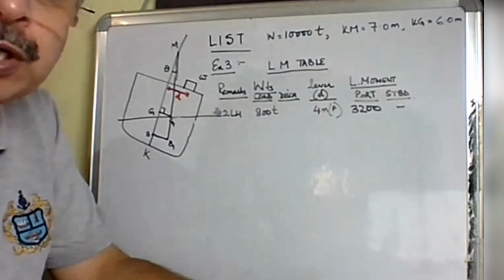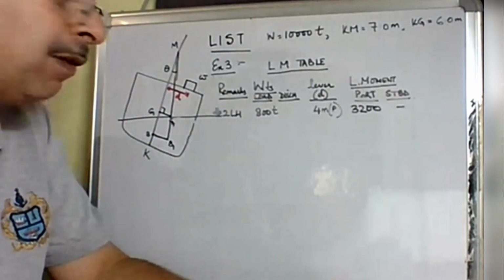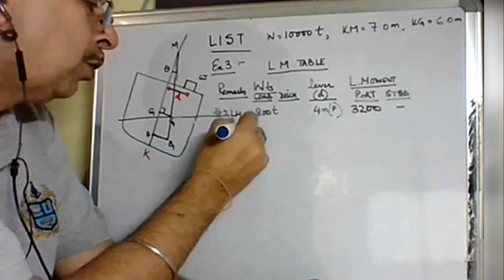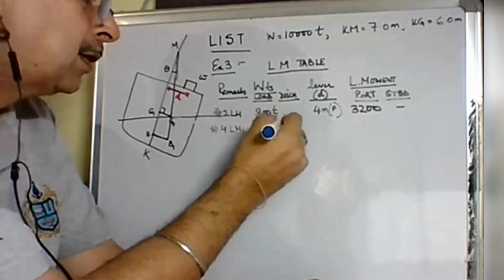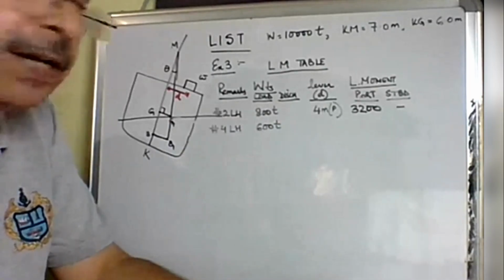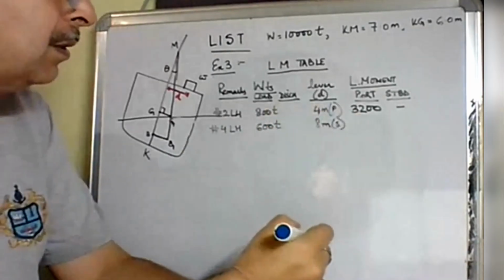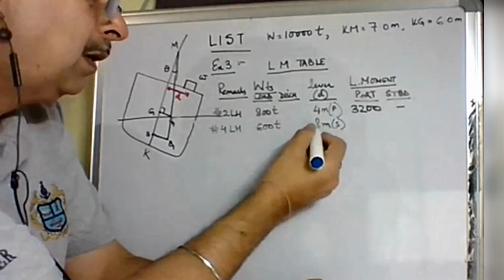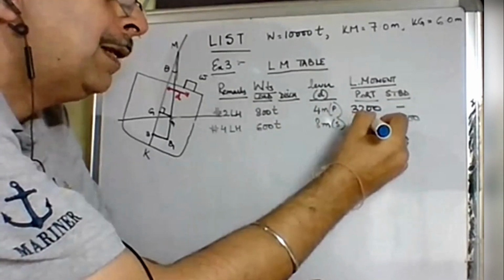Then the next operation is loading of 600 tons in number 4 lower hold. So number 4 lower hold loaded 600 tons. And this weight has been loaded 8 meters to starboard of center line. 8 meters starboard. W into D will be 4800. Port will be nothing.